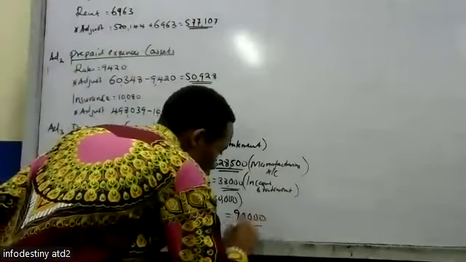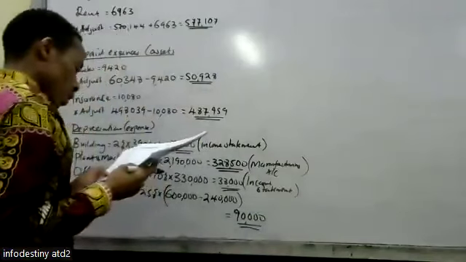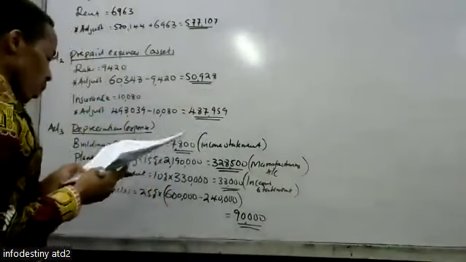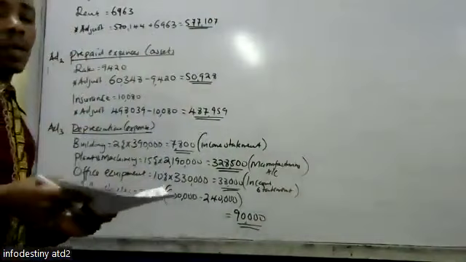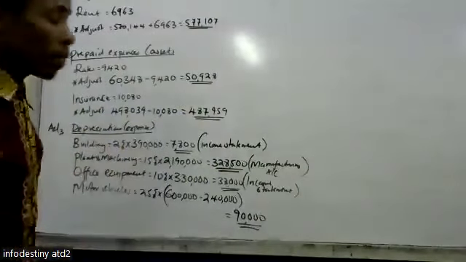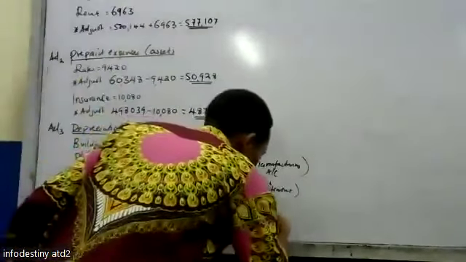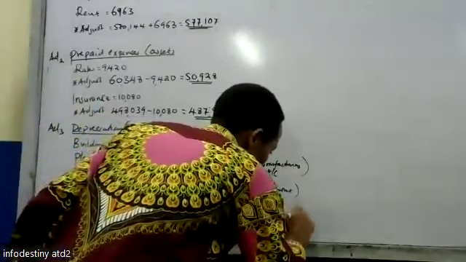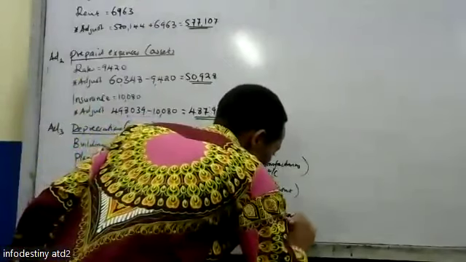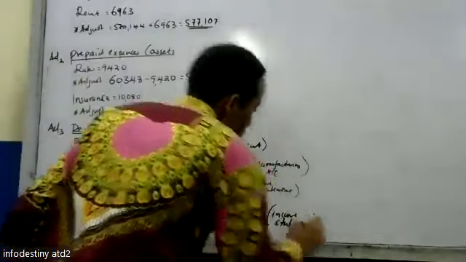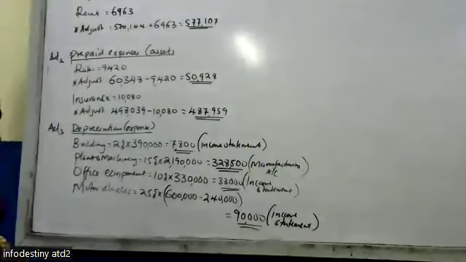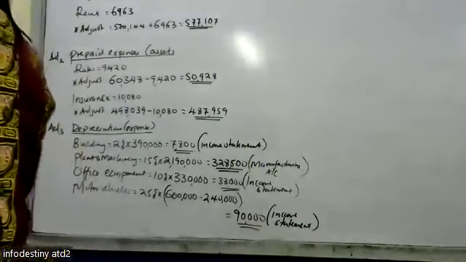$90,000. And it has been classified under distribution. So if it's under distribution, that means it goes to the income statement. That one goes to the income statement. That one goes to the income statement.